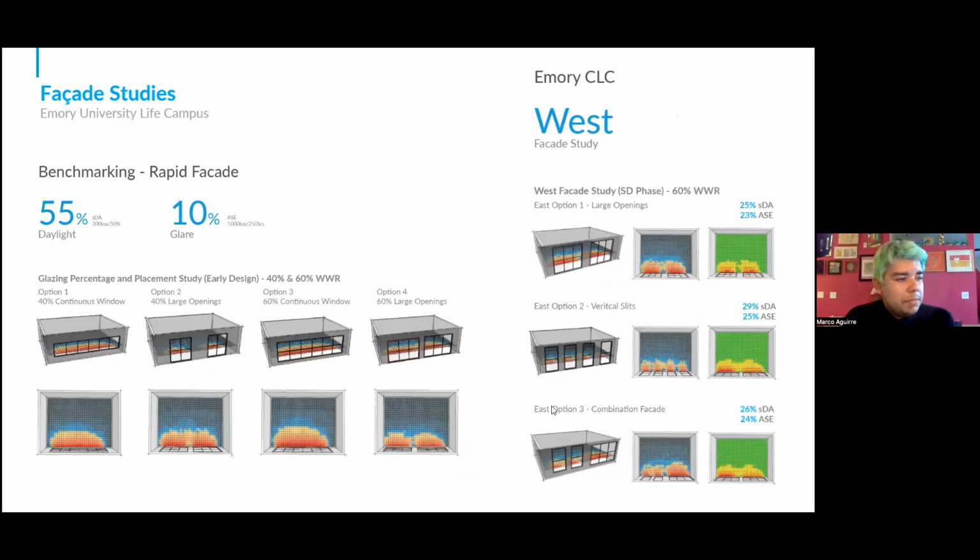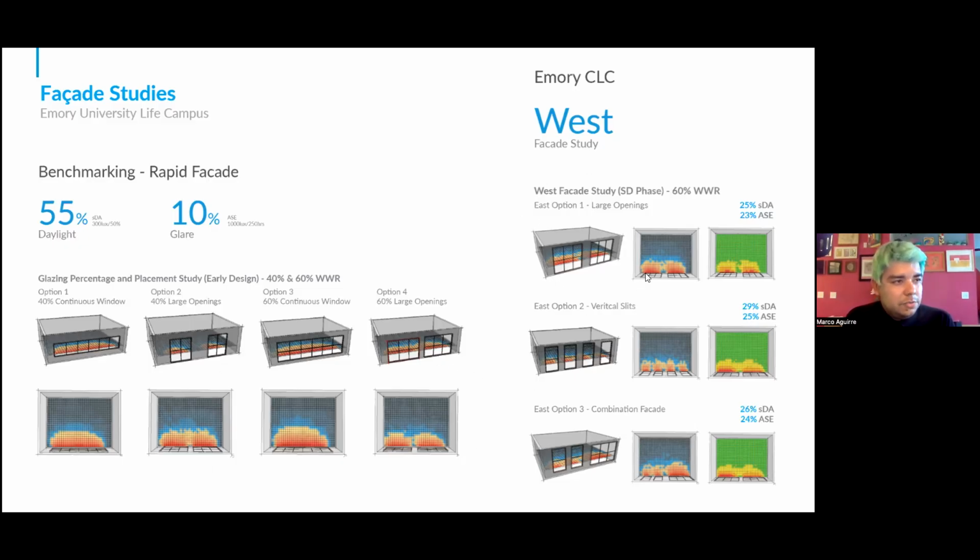So this is the rapid prototyping tool. We can explore different window shapes. So looking at, we knew 40 or 60% window to wall ratio, but looking at ribbon windows, large openings, continuous windows, and larger openings. I was thinking of a different case study. And then just seeing what kind of daylight access that was going to allow in different classrooms.